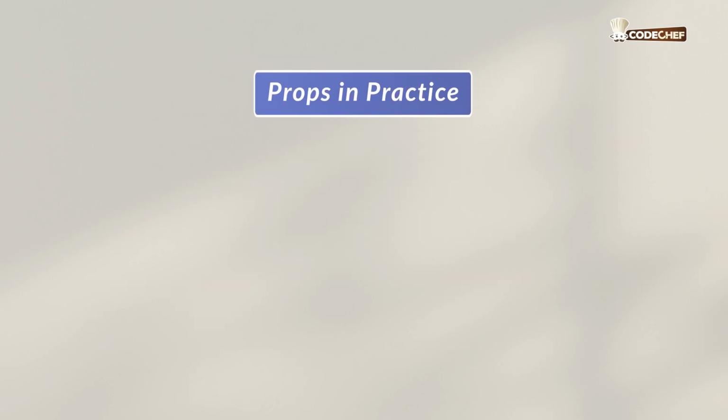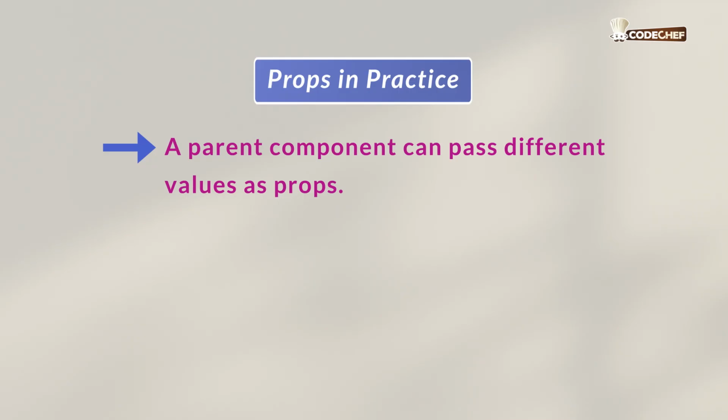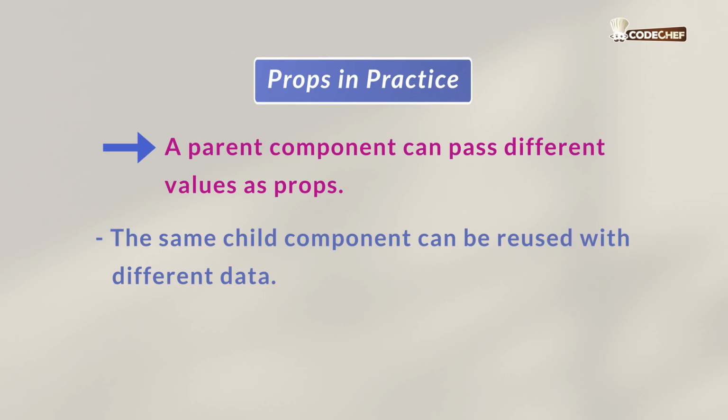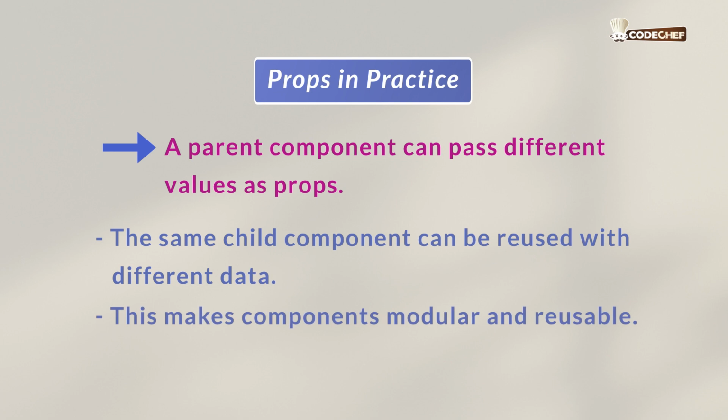Here's a common use case for props. A parent component sends different values such as name and role to a reusable child component. The same component is reused multiple times, but it displays different data based on the props passed to it. This makes props ideal for reusability and one-way data flow, where data moves from parent to child.